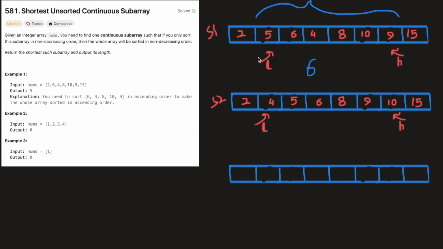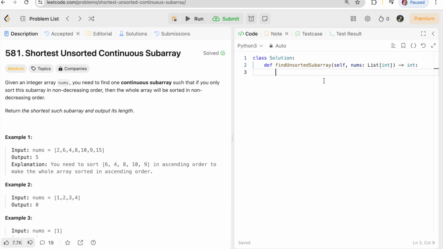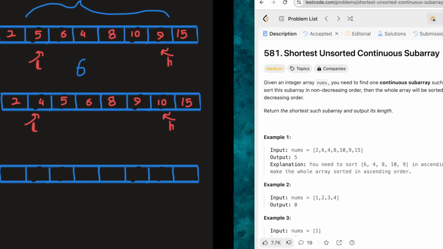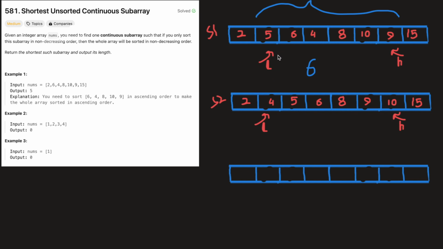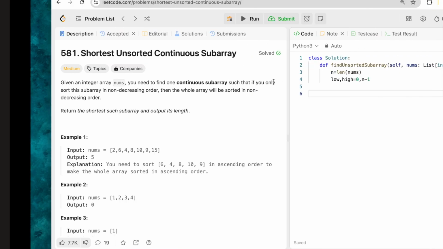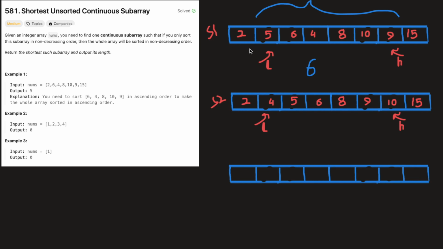So initially we need a low pointer and a high pointer. So first get the nums. Then we need a low pointer and a high pointer. So the low pointer will be pointing to the head and the high pointer will be pointing to the tail. Now we'll first find our low pointer. We'll first find our boundary, right?